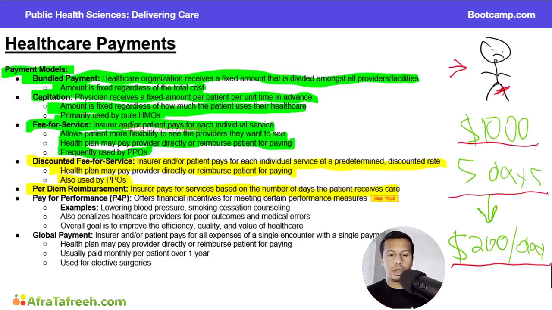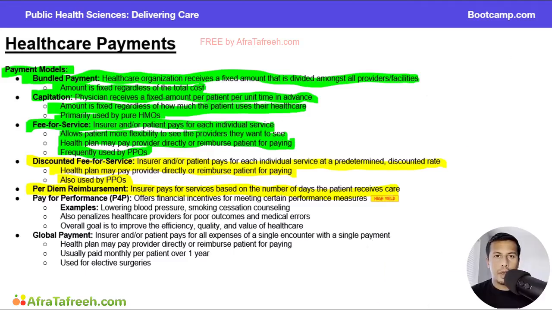So per diem reimbursement, the insurer pays for services based on the number of days the patient receives care. So if you stay in the hospital for all 5 days for that broken leg, it's $1,000. If you stay for 4 days, remember it's $200 per day. So for 4 days, it's $800. So it's per the number of days that the patient receives care. That is per diem reimbursement.